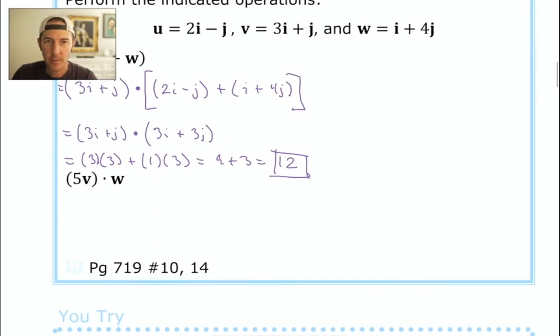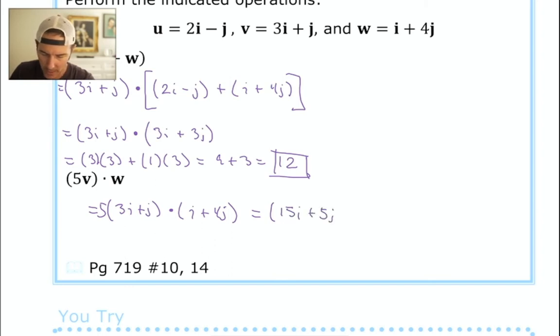And we could take 5 and multiply it into vector v. Let's do this one quickly. I'm not going to write out all of the steps. I'm going to multiply the 5 into the v first. So there's 5 and then 3i plus j. We're going to be dotting that with w, which is i plus 4j. Let's distribute the 5 in. I'm going to work my way from left to right across the page on this one. So my new first vector becomes 15i plus 5j. We're going to be dotting that with i plus 4j.